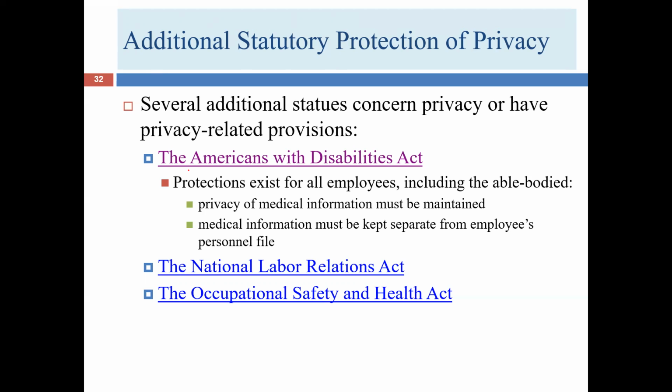So it's necessary when you're working with clients to make sure not just the HR department knows that files can't be commingled, but that knowledge extends to the very lowest supervisory level within an organization. We'll talk about the NLRA, the National Labor Relations Act, and OSHA, the Occupational Safety and Health Act, and their privacy issues in later presentations.